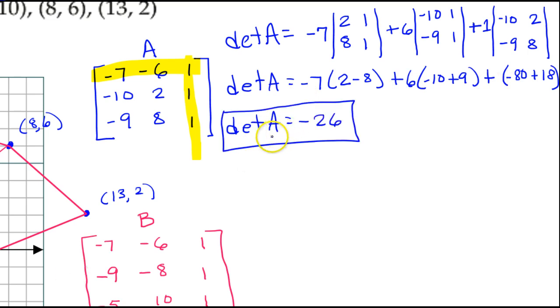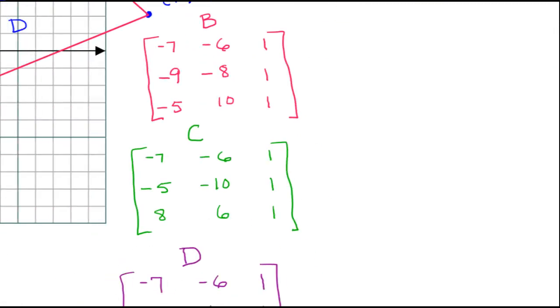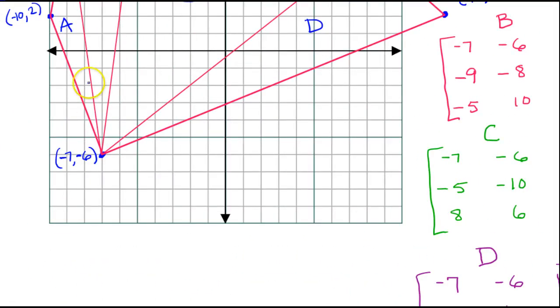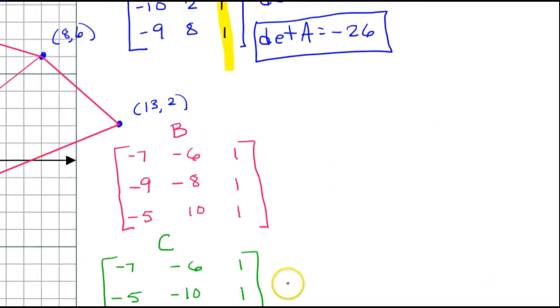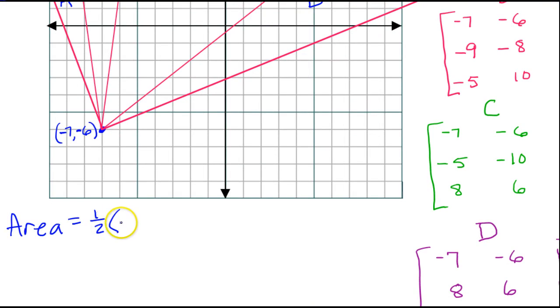So the determinant of A is negative 26. Now, I'm going to go on right now and start building the expression for my area. So the area, as I find these determinants one by one, I'm going to take half of them and make sure that they are positive because area is always positive. So I just found that the determinant of A is negative 26, so I'm going to put 1/2 of 26.